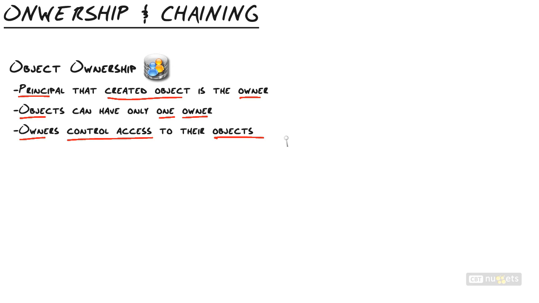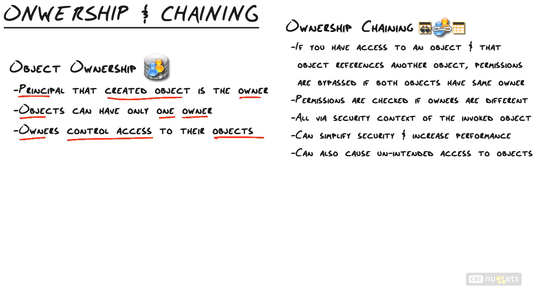Why is that important? Well, it all comes down to ownership chaining. Ownership chaining is one of those things that, if done right, can really save a lot on managing permissions.